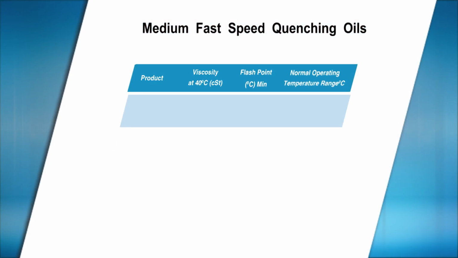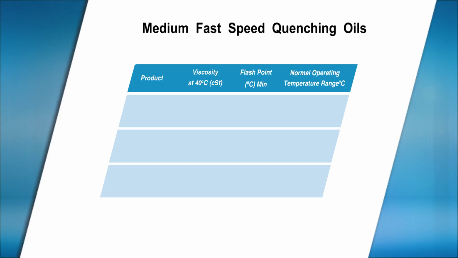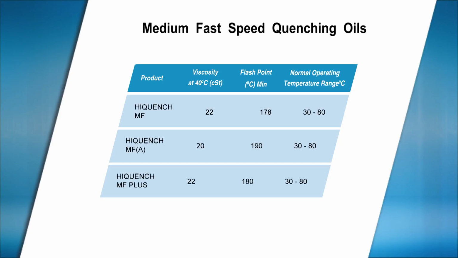From the vast range of medium-fast quenching oils, three popular products, namely High Quench MF, High Quench MFA, and High Quench MF Plus, having different typical viscosity at 40 degrees Celsius and flash points, are shown. The temperature of these oils is maintained in the range of 30 to 80 degrees Celsius.